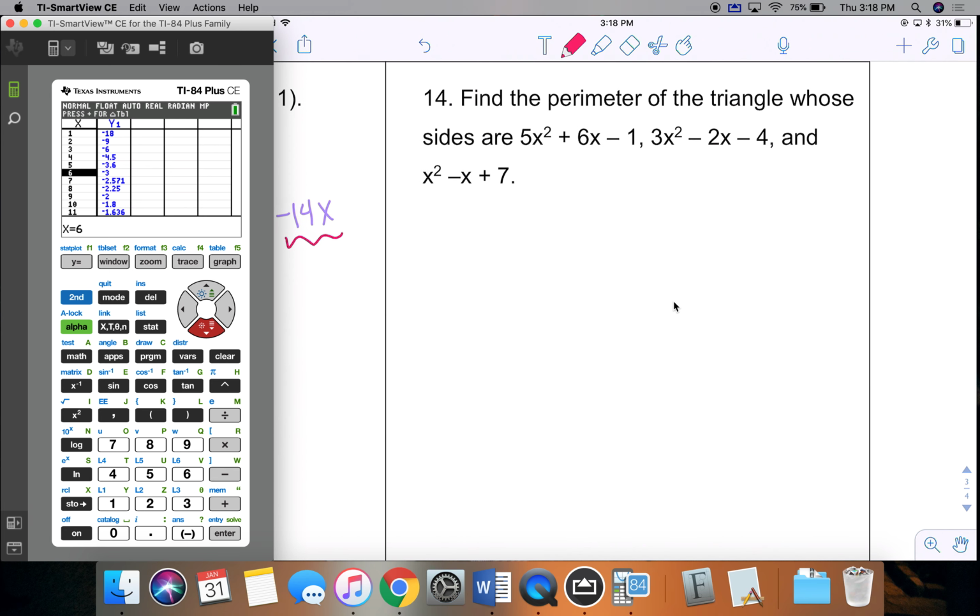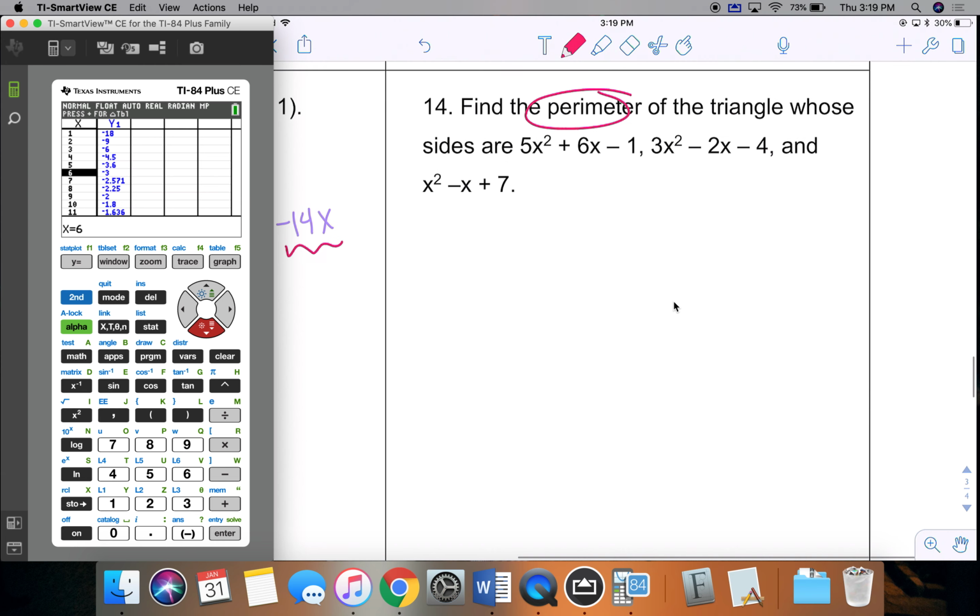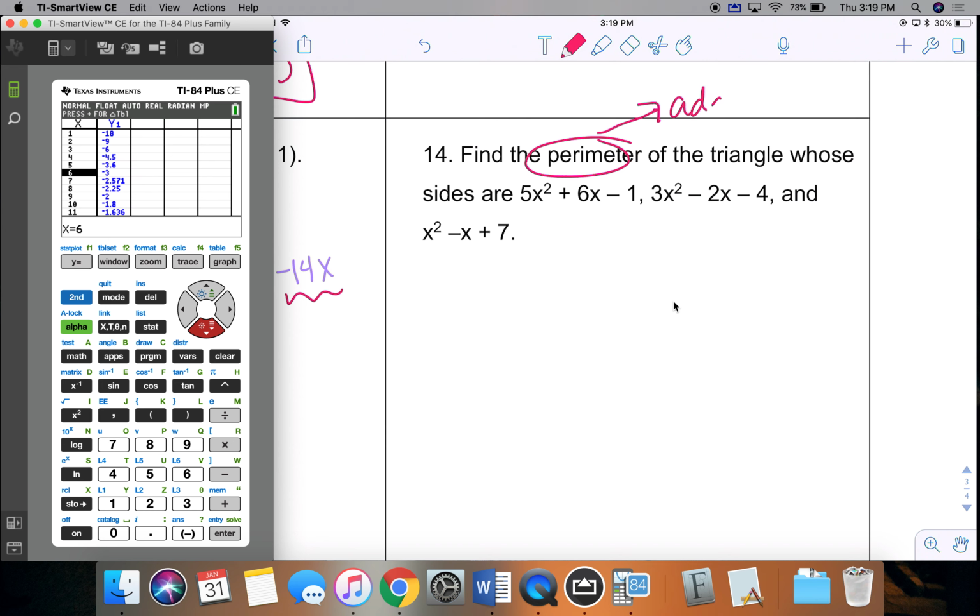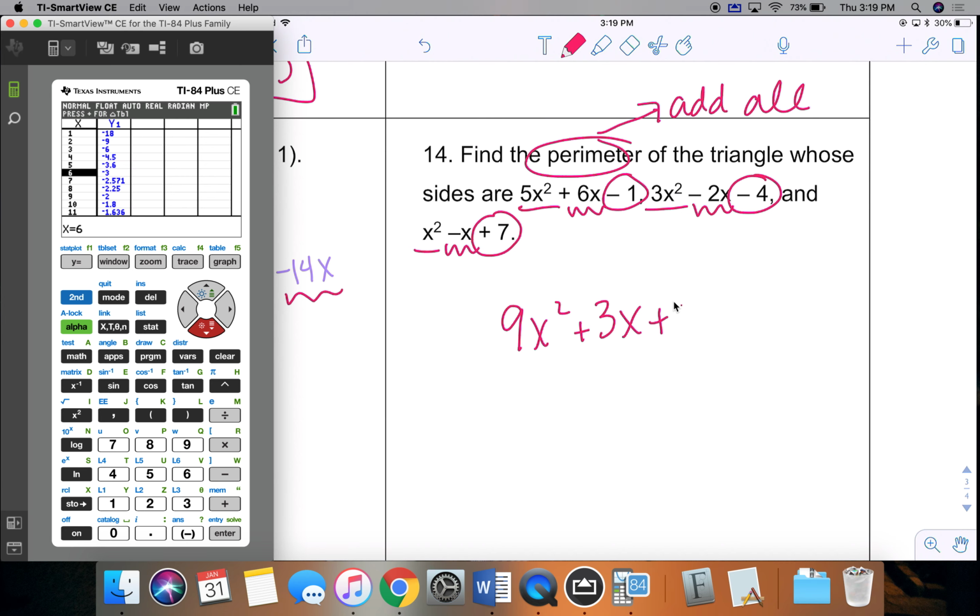Problem 14 asks us to find the perimeter of a triangle when given all three sides. So to find the perimeter, you add all the sides. So this is just more combining like terms. So x squared, I have 5, 3, and 1. I do exactly what it says. So 5, 3, and 1 is a total of 9. X's, I have 6 minus 2 minus 1. So 6 minus 2 minus 1 is 3. And then numbers, I have negative 1, negative 4, and 7. So 7 minus 4 minus 1 is a positive 2.